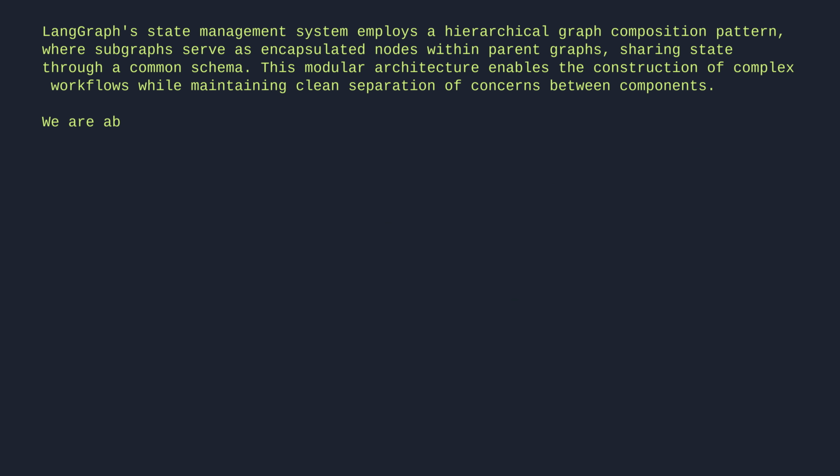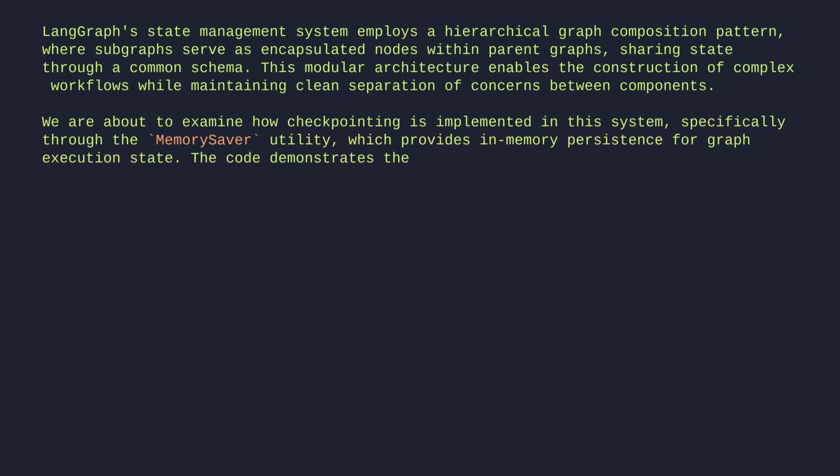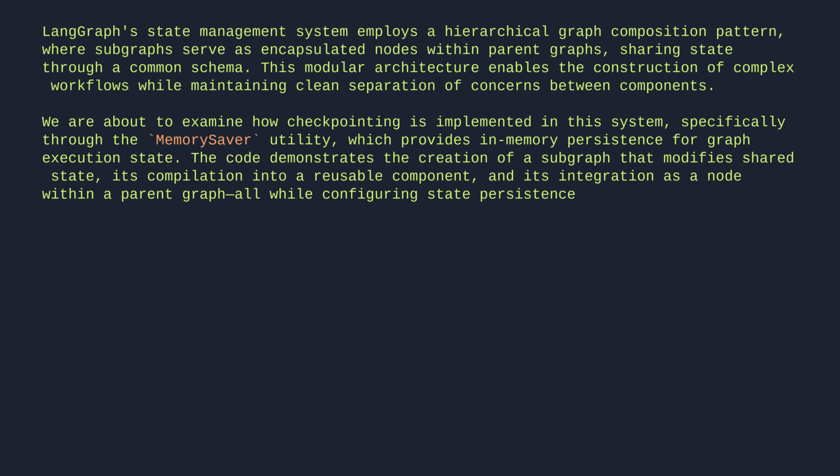We are about to examine how checkpointing is implemented in this system, specifically through the MemorySaver utility, which provides in-memory persistence for graph execution state. The code demonstrates the creation of a subgraph that modifies shared state, its compilation into a reusable component, and its integration as a node within a parent graph, all while configuring state persistence at the parent level.